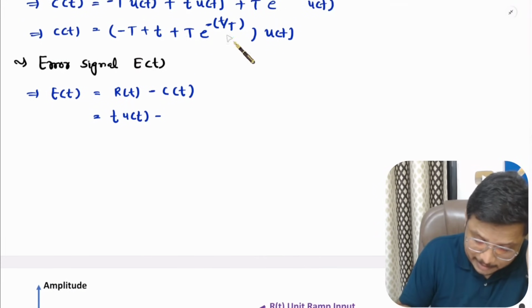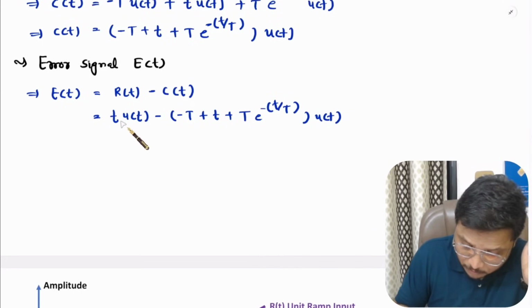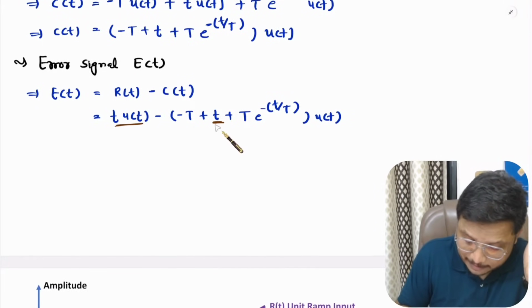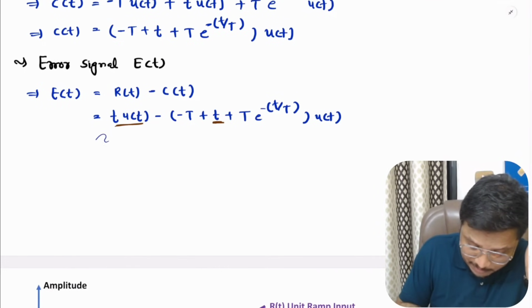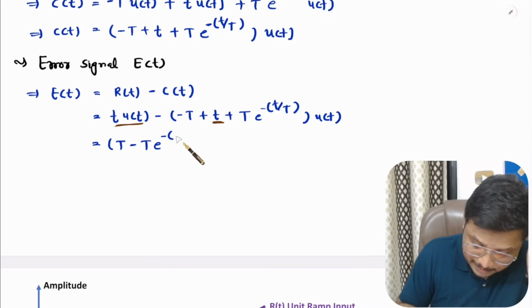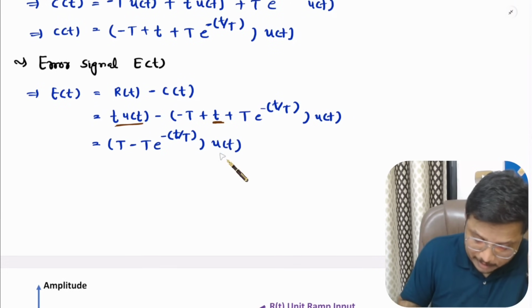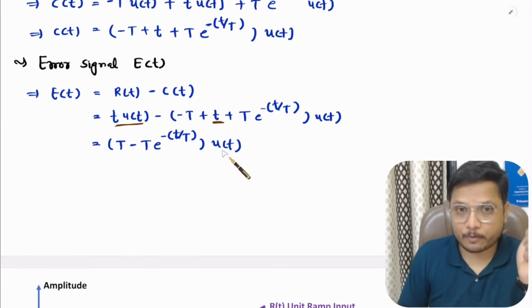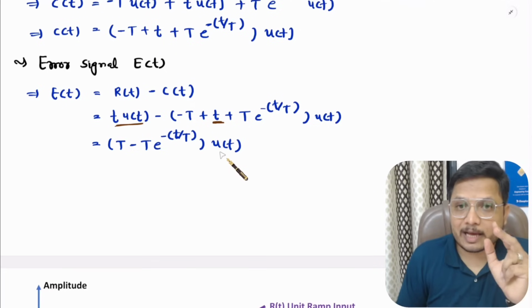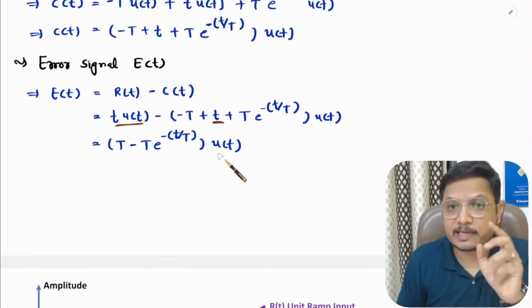And the output that we have derived is this. If you carefully observe, this term and this term are getting cancelled, as we have a negative sign over here. Further simplifying, minus minus becomes plus, that is t, and then minus capital T into e to the power minus t divided by capital T into u of t. So that is the error signal which we have, and based on the error signal, we can identify steady state error.